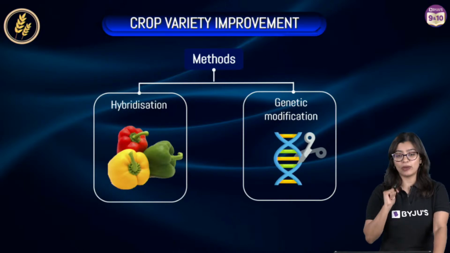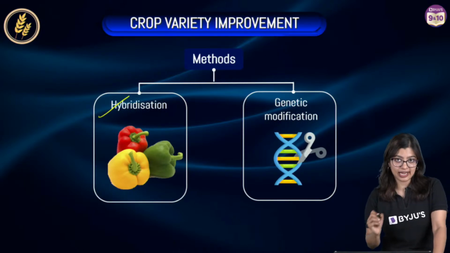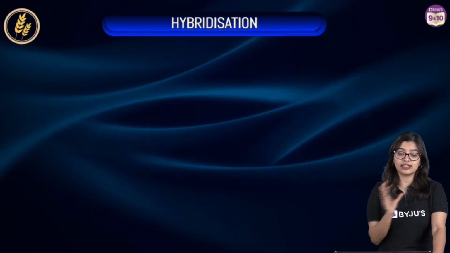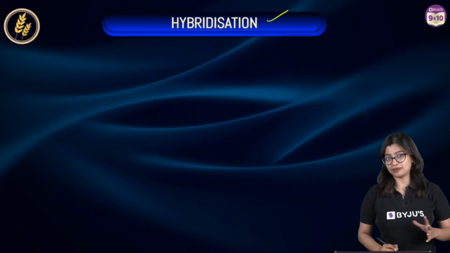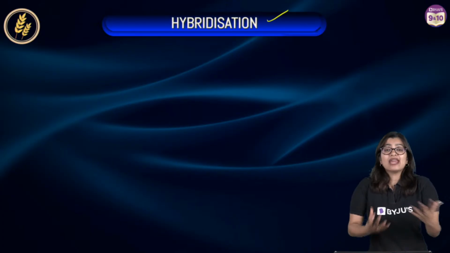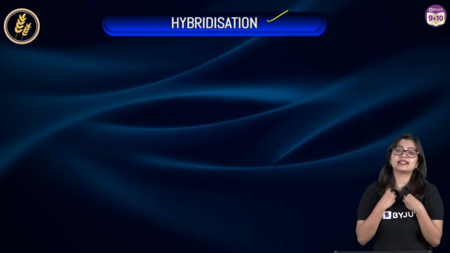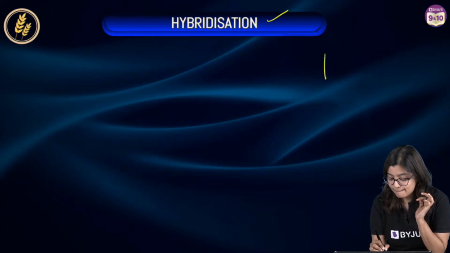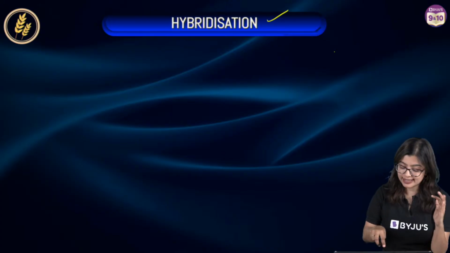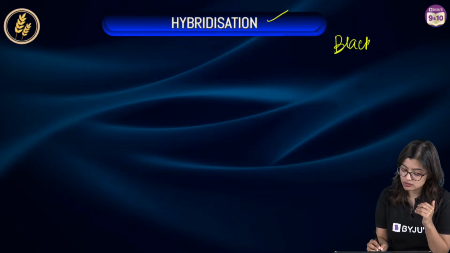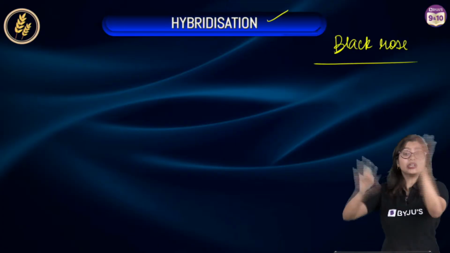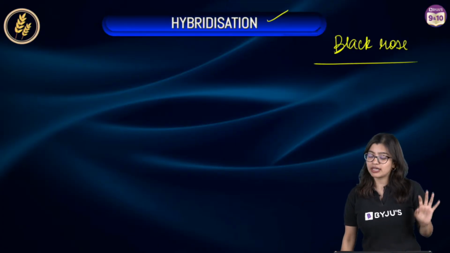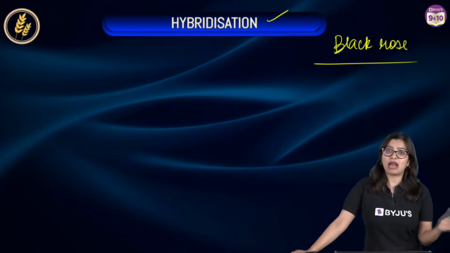That is in two ways. I can either do it by hybridization or by genetic modification. So now we will understand the first concept, which is hybridization. Let's assume I want a black color rose. I want to naturally grow a black color rose. Now naturally we will not find a black color rose.